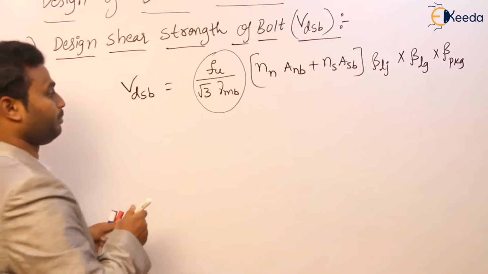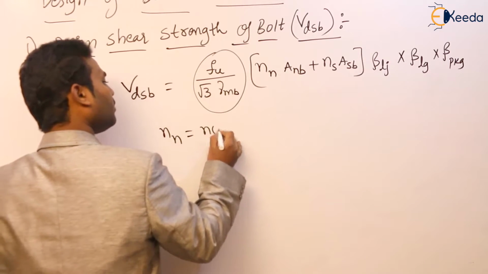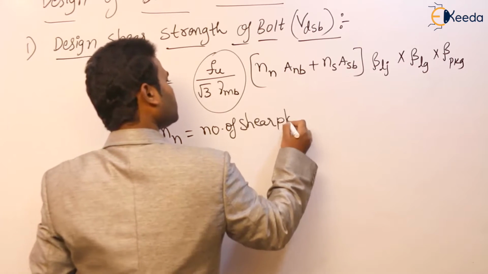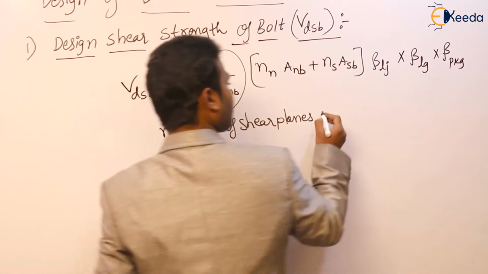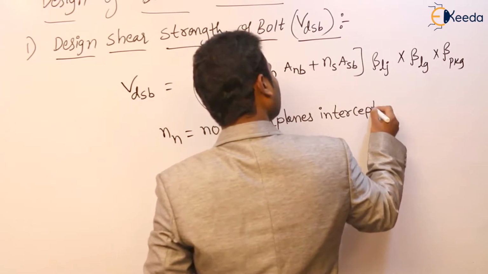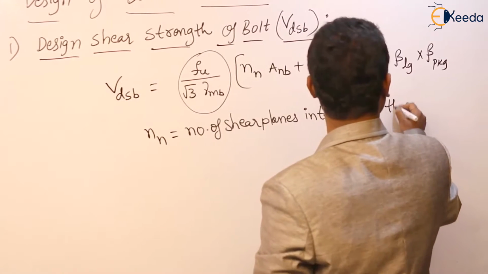Nn is equal to number of shear planes intercepting threaded portion.